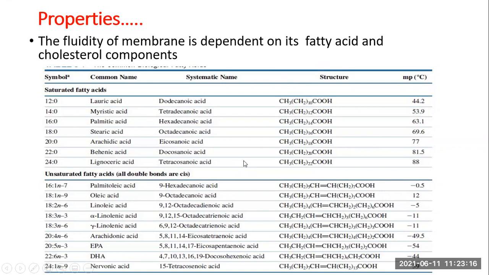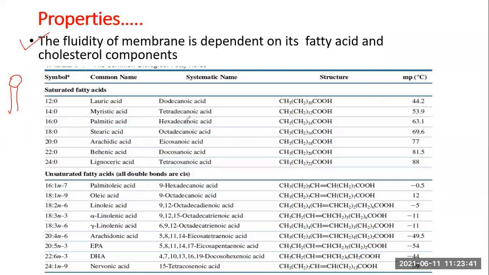Now, as I said, the membranes are fluid mosaics. The fluidity of the membrane depends on the fatty acid content. So you know that there are at least 2 fatty acid chains. These can be either saturated or unsaturated. So depending upon what kind of fatty acids are there, membrane fluidity will be dependent on that.